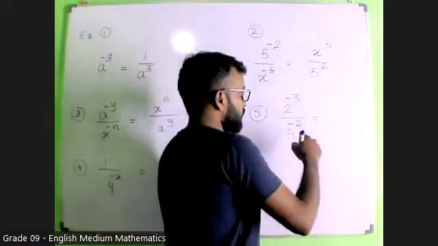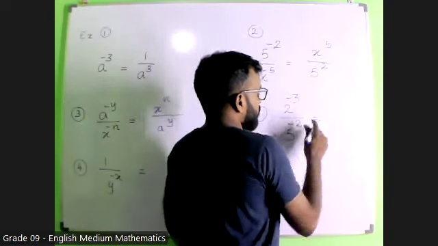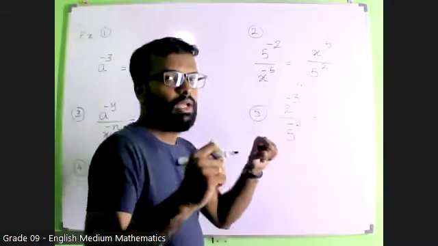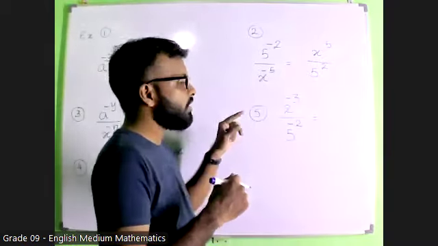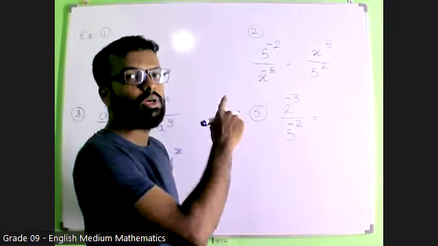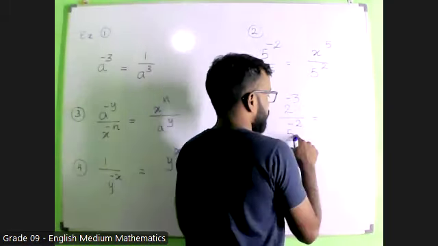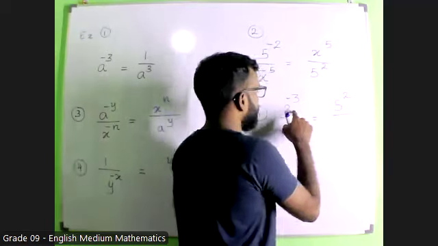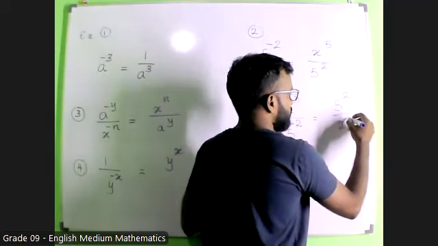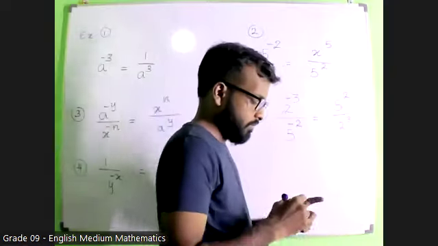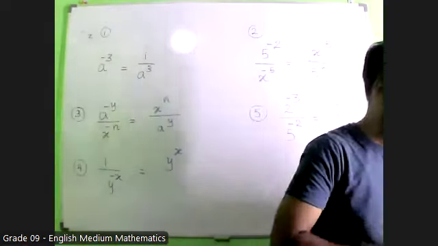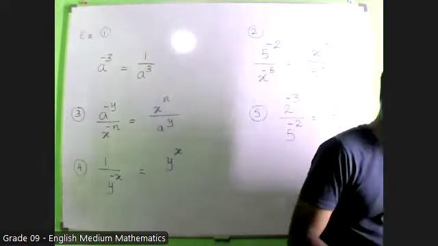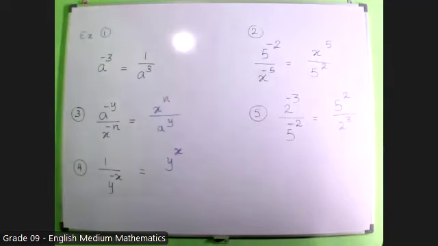So change upside down and at the same time make the powers positive. 5 to the power minus 2 becomes positive 2, divided by 2 to the power minus 3. So if you got these answers, your answers are correct, right? Okay, sir, all my answers are correct. Okay, I will mark it. Okay, nice.